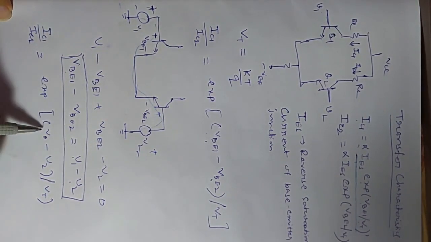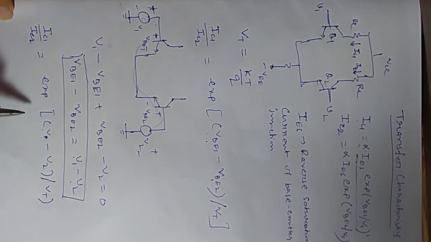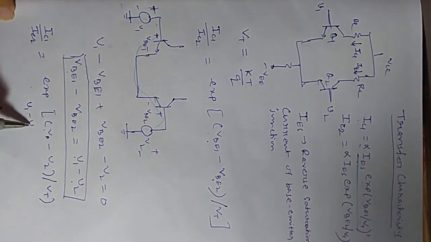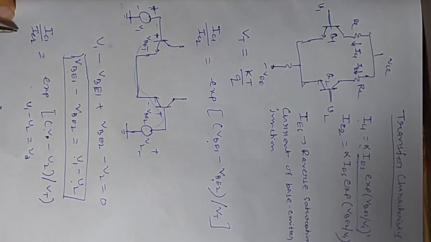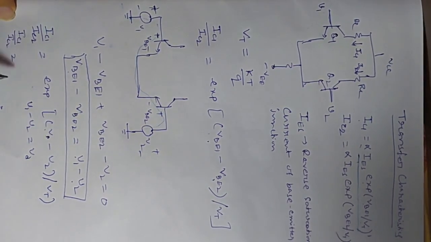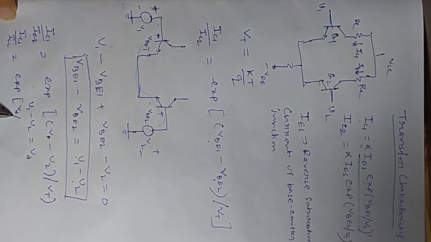If I consider that difference V1 minus V2 is Vd, so if I consider V1 minus V2 equal to Vd, then this expression will become IC1 by IC2 equals e to the power Vd by Vt.